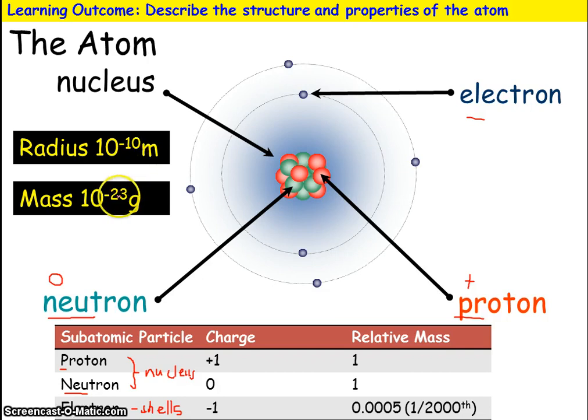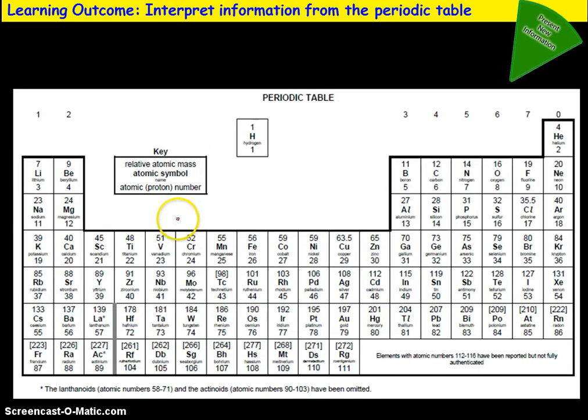It's got a mass of 10 to the minus 23. You won't be asked to remember these numbers, but you might be asked to recognise them. So just remember the 10 in particular for the radius. So this is the periodic table, which you've got to be able to use. This is the periodic table you'll get given in your exam.